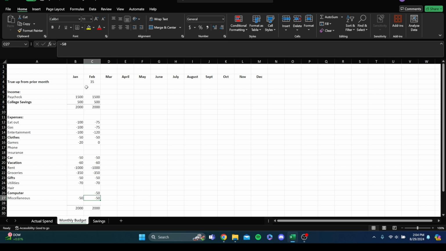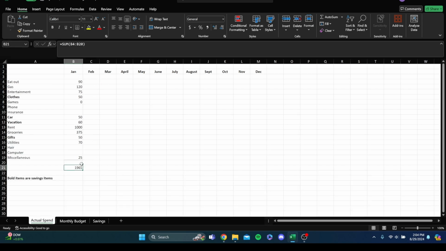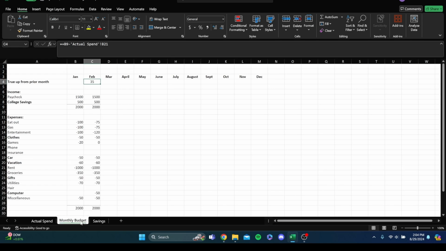Like again, this is what the true up is. This true up number is how much money you saved, quote unquote saved, right? Because this is how much you actually spend. You budgeted for 2,000, but you spent 1,965.